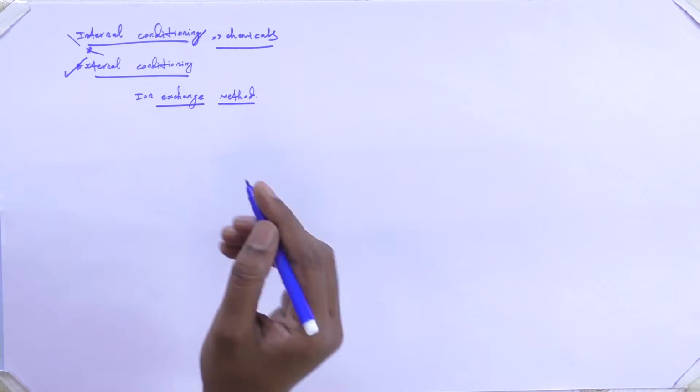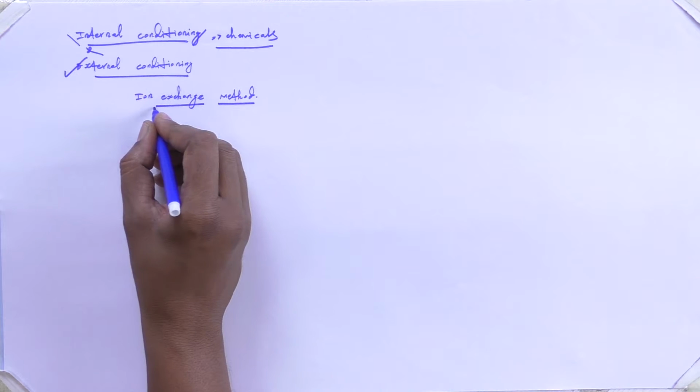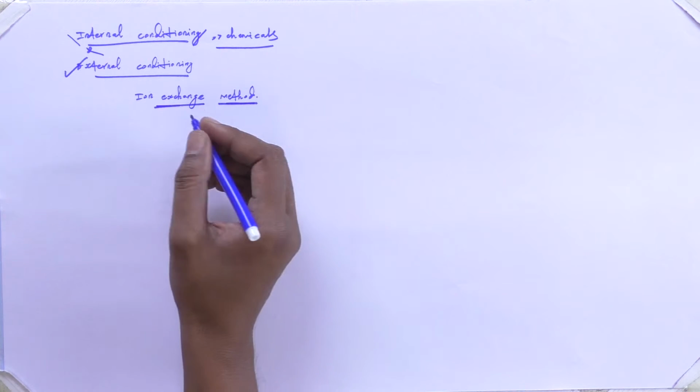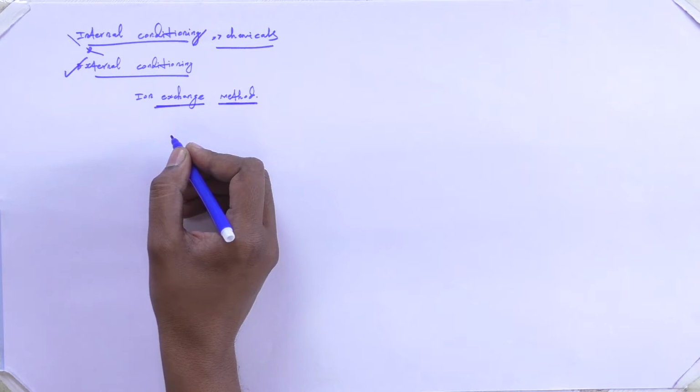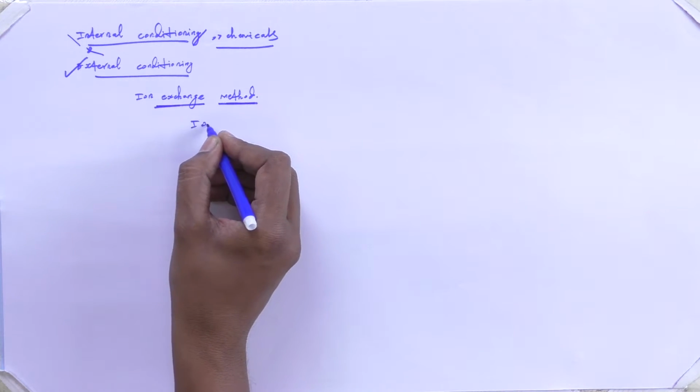An ion exchange resin is a polymer. It is a long chain molecule with a cross-linked structure and a microporous structure. By using these polymers, we remove cations and anions from the hard water. So this external conditioning method is called the ion exchange method. In this ion exchange method, we are using ion exchange resins.